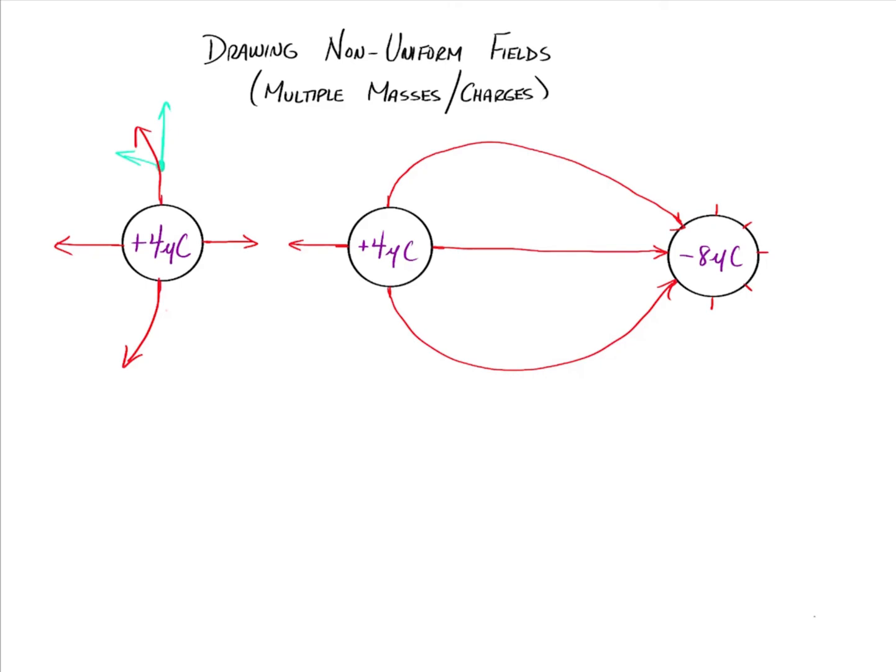And I'd like to draw a bunch more lines that go from the positive 4 to the negative 8. Again, I can't connect them, so I just show that these lines likely would have come from these positive charges and terminated on the negative. All right, this is definitely not something that's very easy.